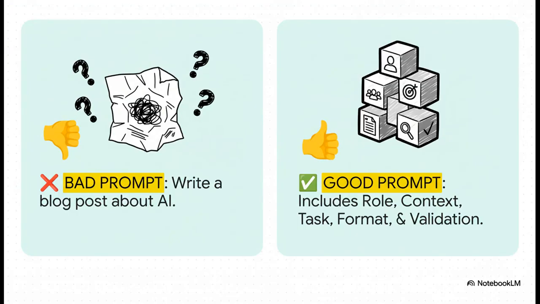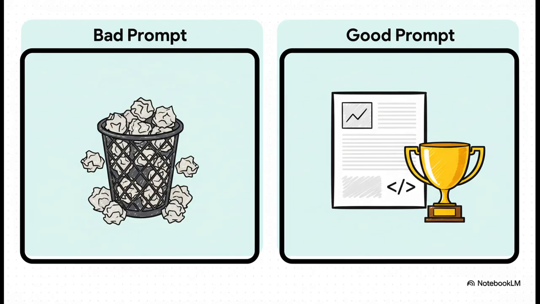So on the left, you see our old friend, "write a blog post about AI." And on the right, look at that, the new structured prompt. You can see it all there. A specific role for the AI, context about the audience, a really clear task, a defined format, and even validation criteria. It's just night and day. And the results? Well, they really do speak for themselves.